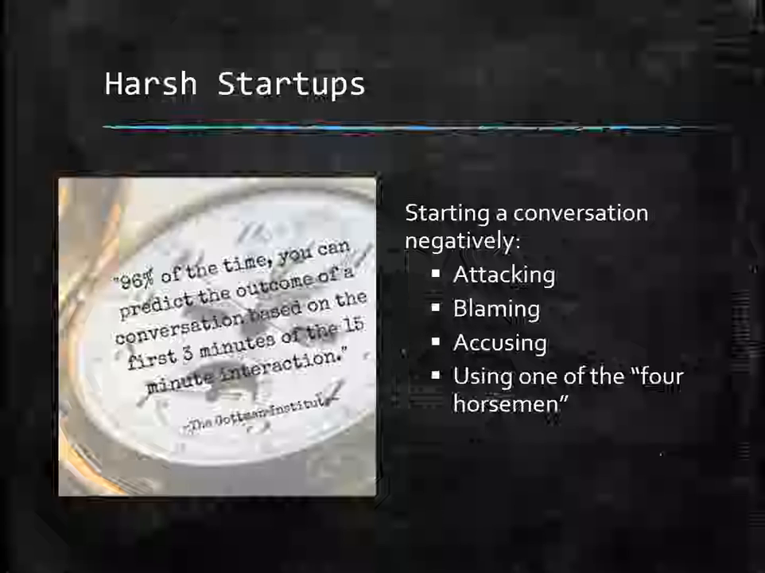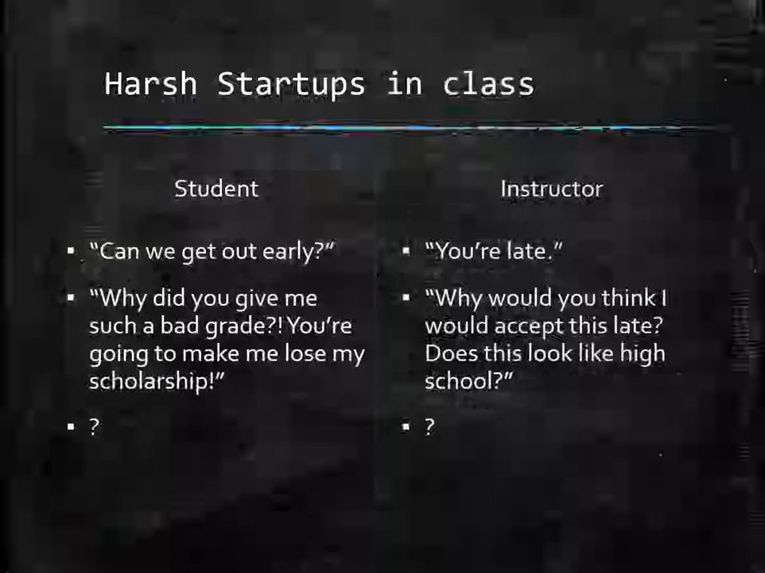I know when I've been doing class observations over the last couple of decades, and even sometimes just looking at syllabi, just the first few minutes of a class, or the way the class syllabi are phrased, I can often tell what the tone is going to be like in the classroom and what the climate's going to be like. When the Gottmans talk about harsh startups, they're talking specifically about conversations that start off with attacking and blaming, where people are being accusatory, or using one of the four horsemen, which I'll talk about in just a couple of minutes.